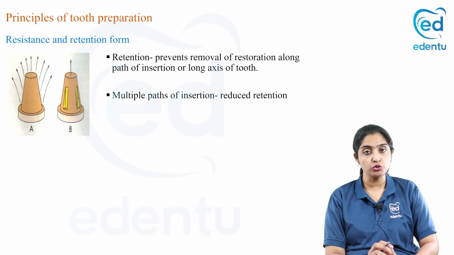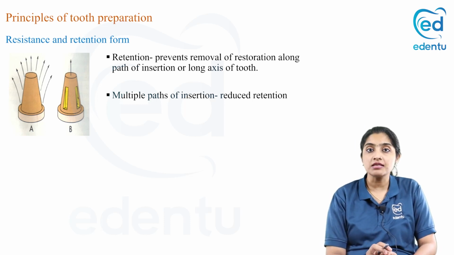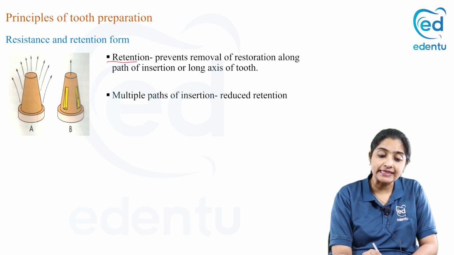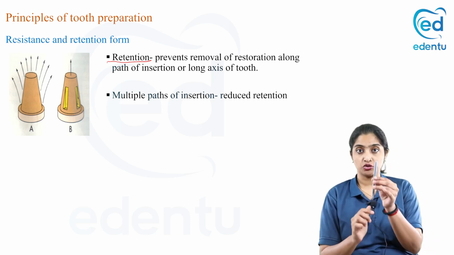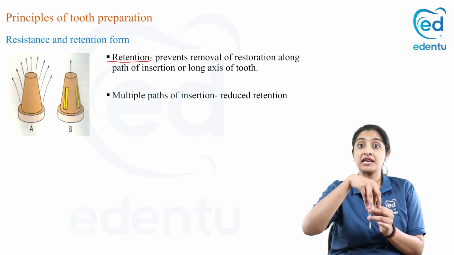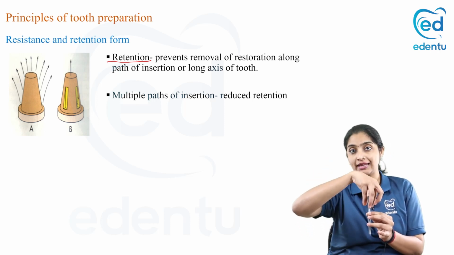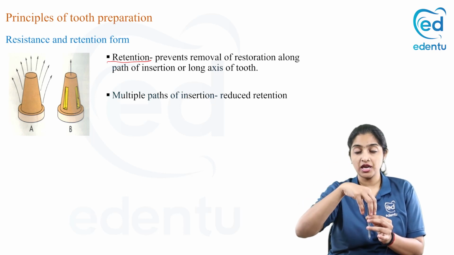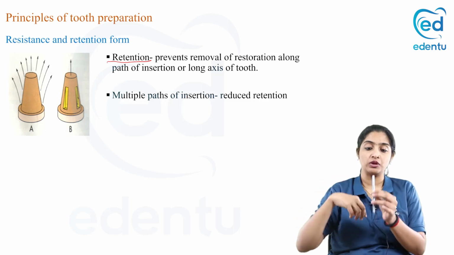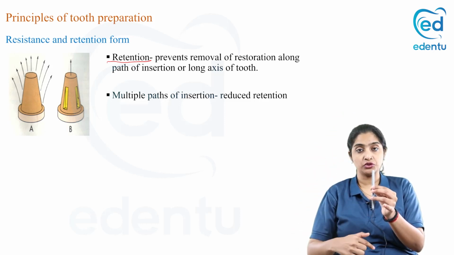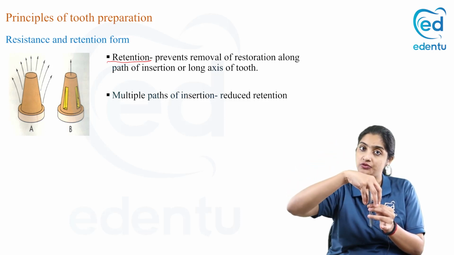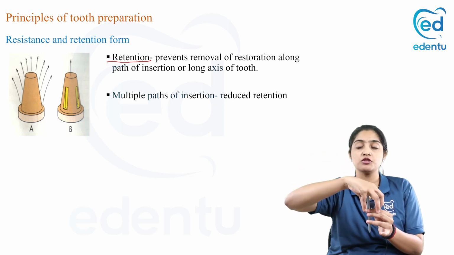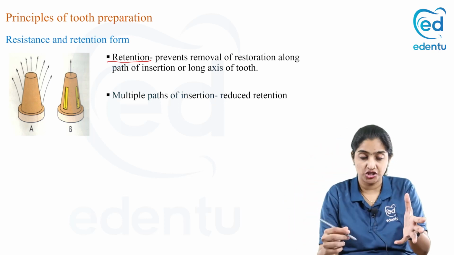That was about preservation of tooth structure. Next is coming to resistance and retention form. What is retention? That is, it prevents the removal of restoration along the path of insertion, the long axis of the tooth. If this is your tooth structure and I am placing a crown, retention means when I try to take it out like this, there is resistance, along the path of insertion. So, this is the tooth, this is the long axis of the tooth, and this is you placing it in the path of insertion along the long axis of the tooth. So, resisting this motion is called your retention.